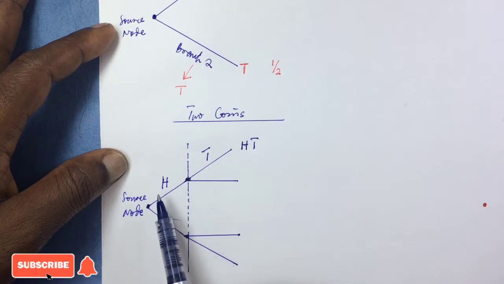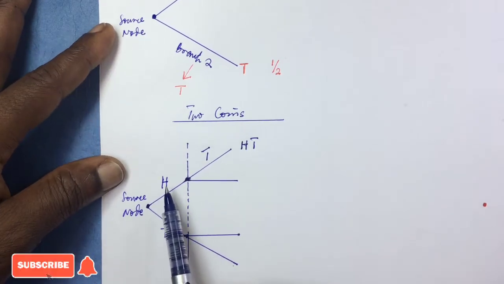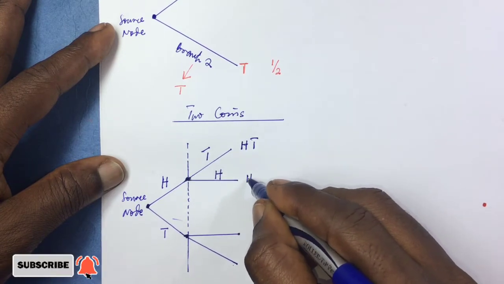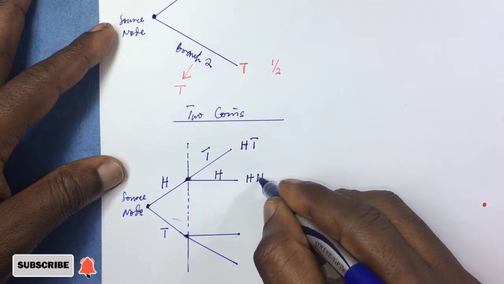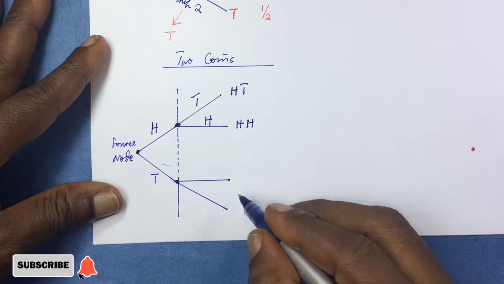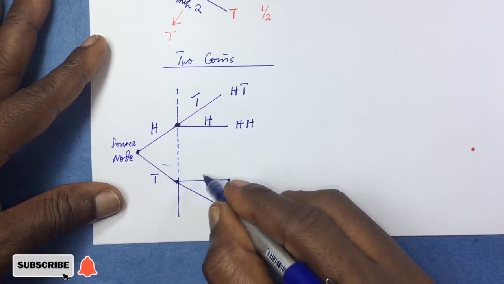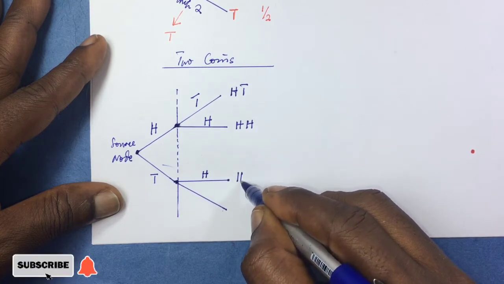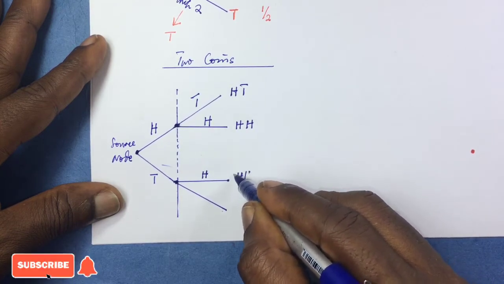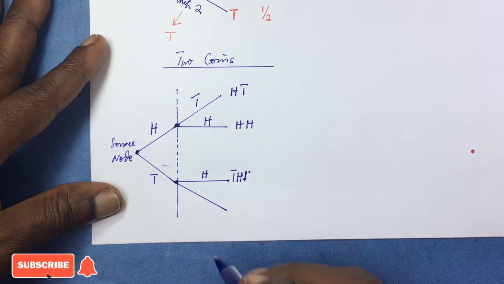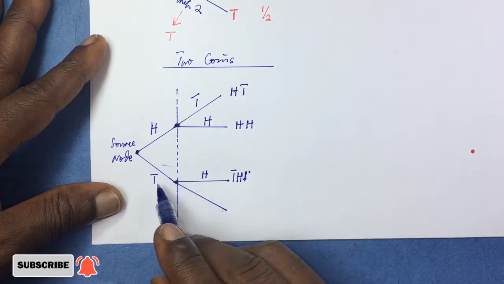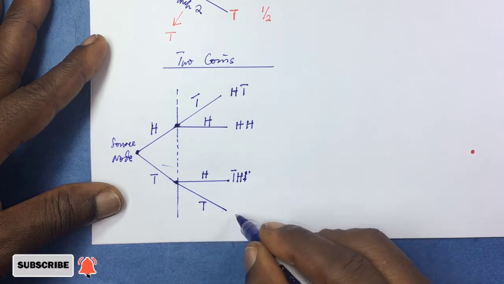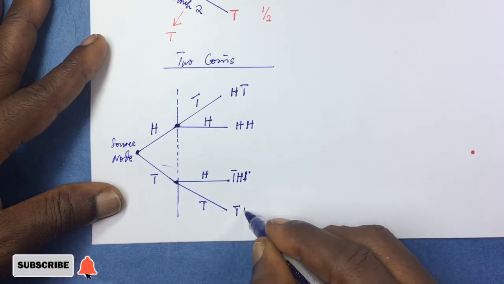It is also possible that the first coin could show us a head, and the second coin will also show us a head, and that will give us the summary here: head, head. It is possible that the first coin will show us a tail, but the second will show us a head, and that will be tail, head. Okay? And it is possible that the first coin will show us a tail, and the second coin will also show us a tail on this branch, and that will give us the summary: tail, tail.